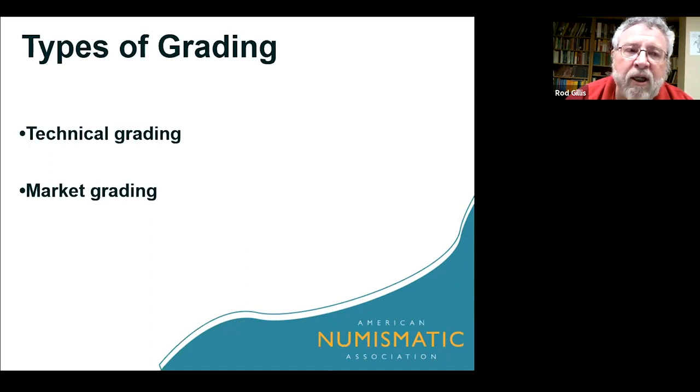When I'm teaching the grading class, we actually spend a small amount of time where I bring in some world coins and we grade them based on the standards that my students have learned for United States coins. I really do believe, and in my discussions with Ken Brissett, Ken believes this as well, that once you have a grounded idea of what an extra fine coin looks like or a very good coin looks like, you can pretty much apply those standards to world coins as well as United States coins.